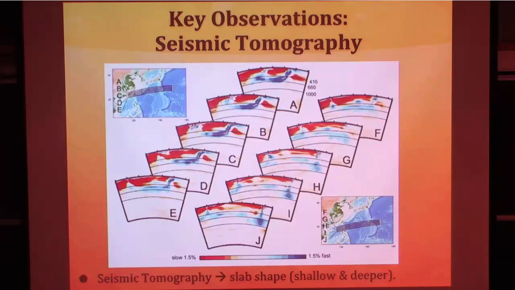Okay, so seismic tomography is the next key observation in terms of the shape of slabs. This is how we can get to the deeper part of the mantle and see what the shape of the slabs is beyond the seismicity. In a lot of areas, the seismicity is very sparse, and so the tomography is key for filling in between those seismicity gaps.